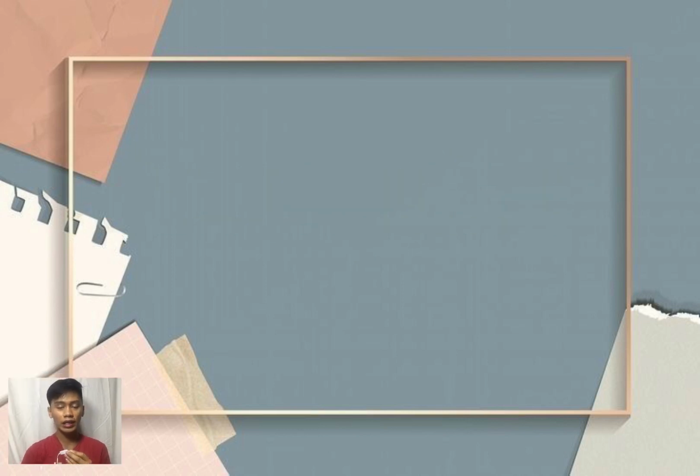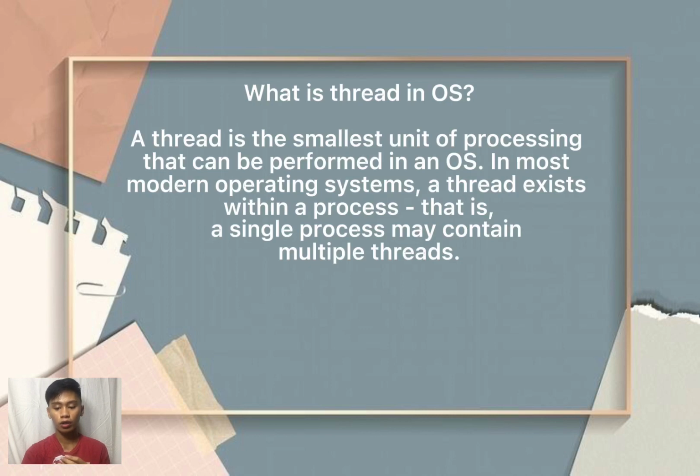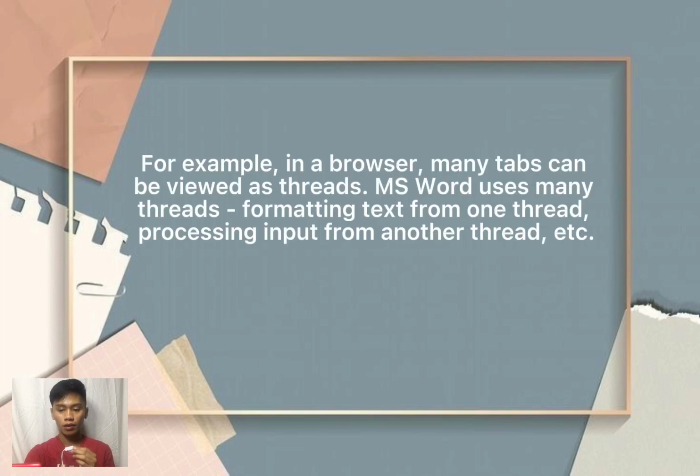The fourth one is what is thread in OS. A thread is the smallest unit of processing that can be performed in an OS. In most modern operating systems, a thread exists within a process. That is, a single process may contain multiple threads. For example, in a browser, many tabs can be viewed as threads. MS Word uses many threads, formatting text from one thread, processing input from another thread, etc.